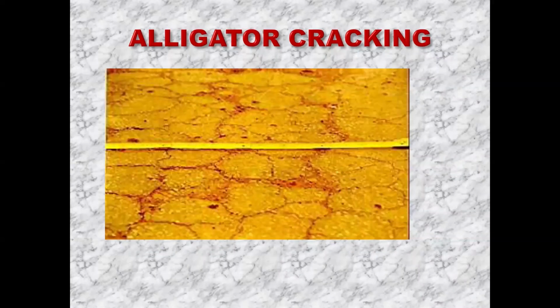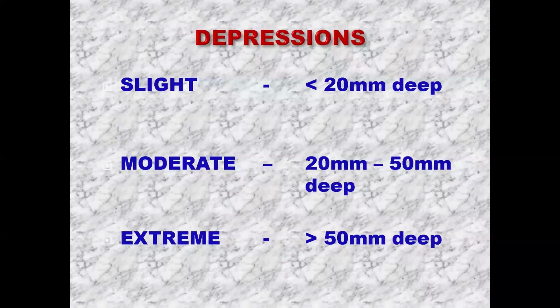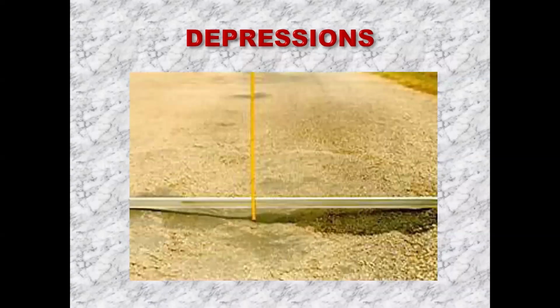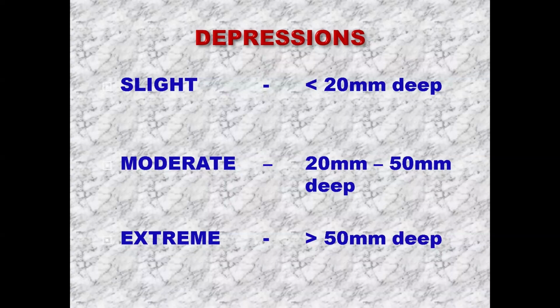A similar one, besides the alligator cracks I just talked about, is depressions. Depressions are a similar type of rutting, but this time it runs parallel to the moving vehicle or the profile of the road. You put a crossbar across the depressed area and measure the depressed depth. If it's less than 20 millimeters deep, it's assumed to be slight. If it is between 20 and 50, it's assumed to be moderate. And then you establish the coverage.